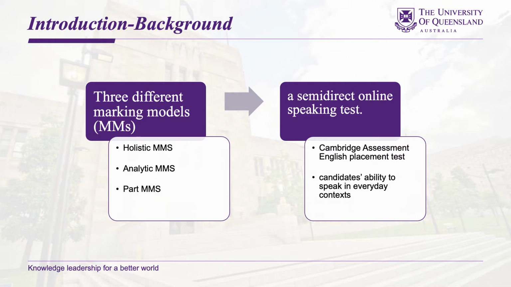This study examines the impact of 3 different marking models, the approaches used for assigning ratings to performances on candidate scores, in the context of a semi-direct online speaking test. The test was originally developed to be part of the Cambridge Assessment English Placement Test, used as a quick measure of candidates' ability to speak in a variety of general everyday contexts.